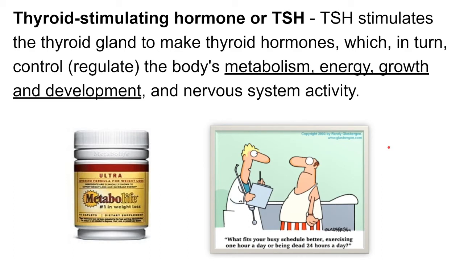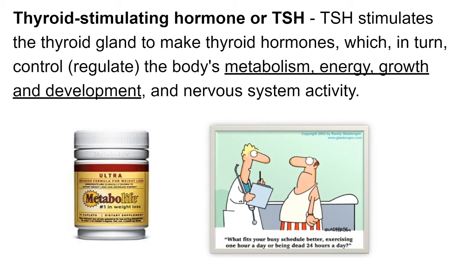Next, we have one associated with the thyroid. It's the thyroid stimulating hormone, pretty easy to remember, or TSH. It stimulates the thyroid gland to make thyroid hormones. Go figure. Thyroid stimulating hormone tells the thyroid you need to make your hormones. It comes from the pituitary gland telling the thyroid, do your job. And the thyroid in turn will help to regulate the metabolism, energy, growth and development, and nervous system of the body.